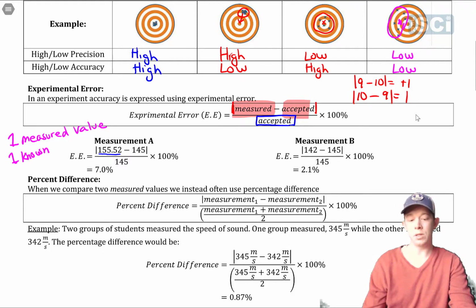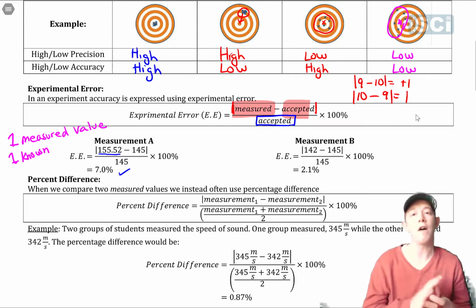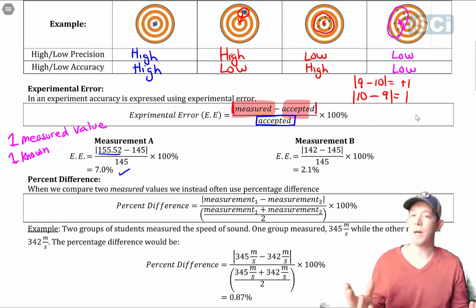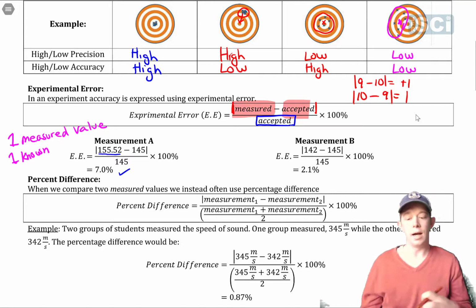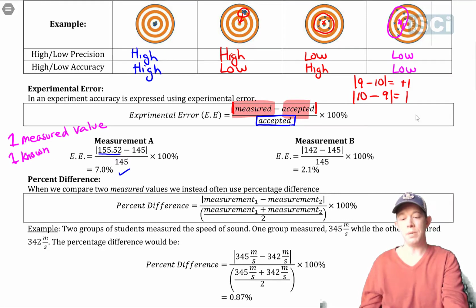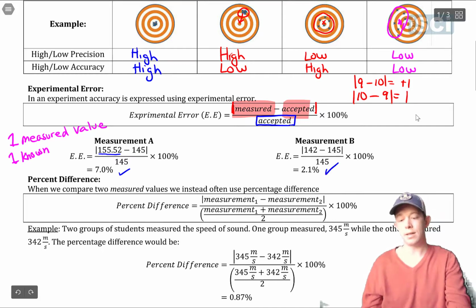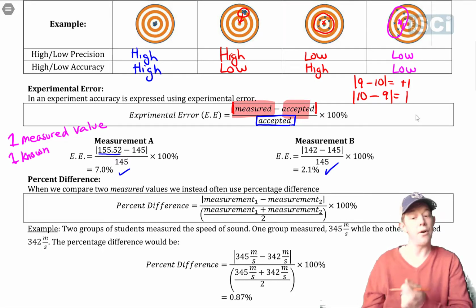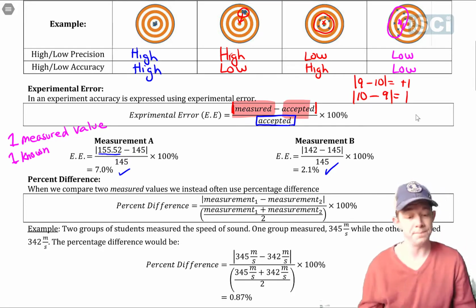I find the difference between those, divide by 145, and multiply by 100%, which tells me that mass A had a difference of 7%. That means my value was off by 7%. That's not too bad. I would say anything below 10% is acceptable. If I did it with measurement B, which we measured as 142 grams, we would get an experimental error of 2.1%, which is a heck of a lot better than 7%.